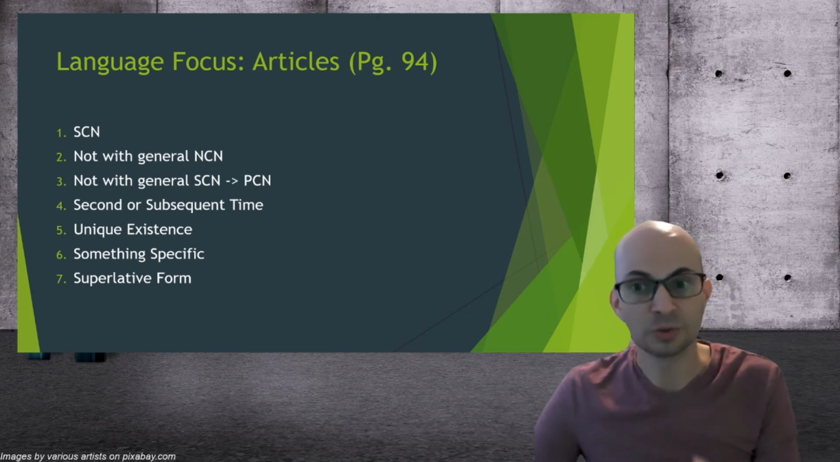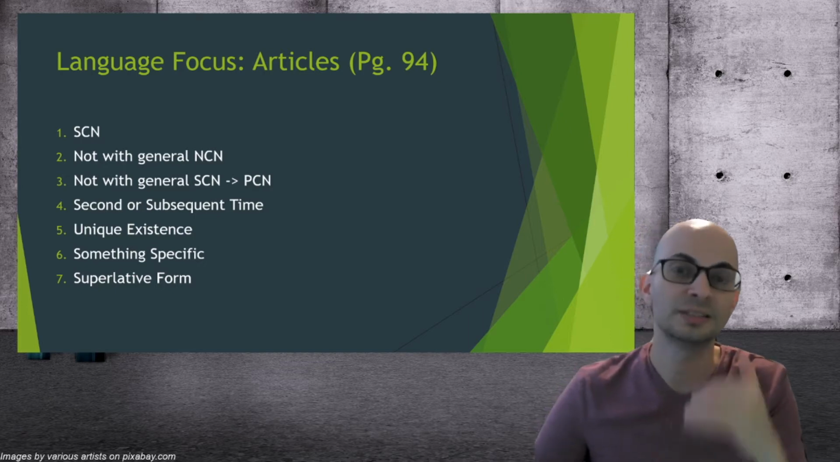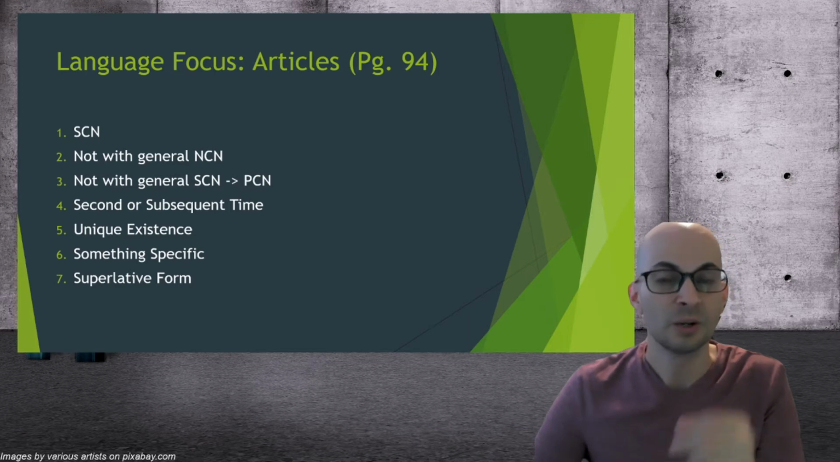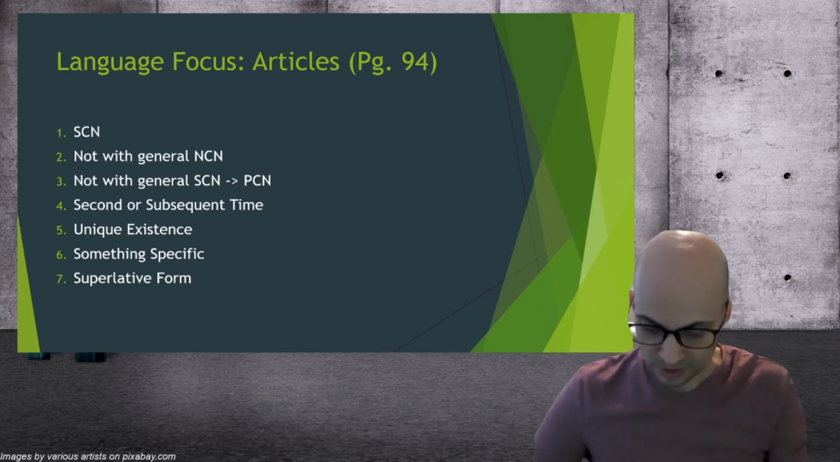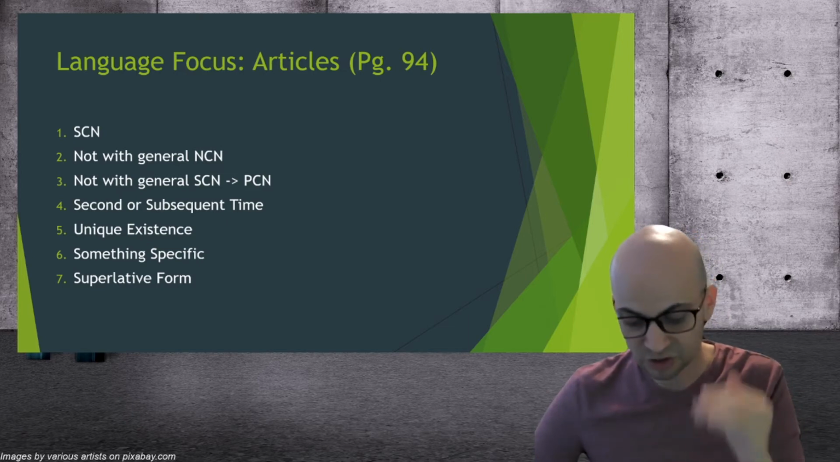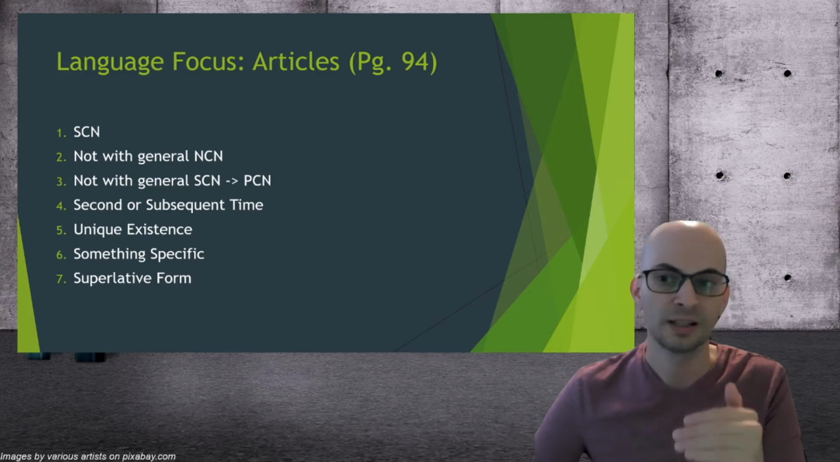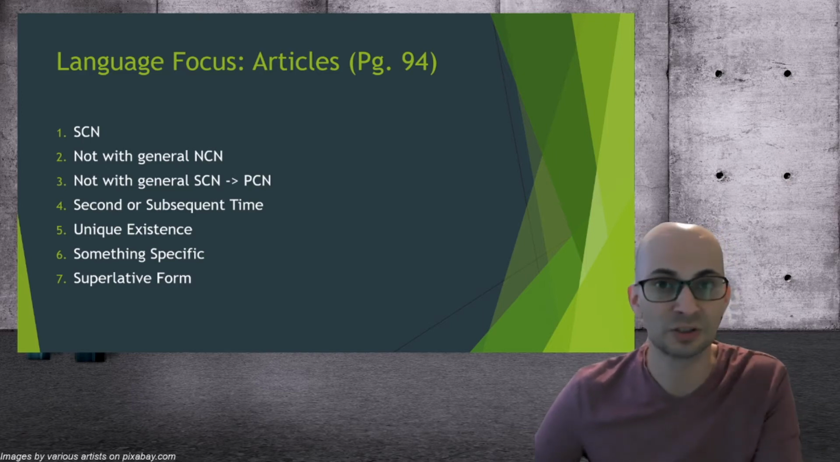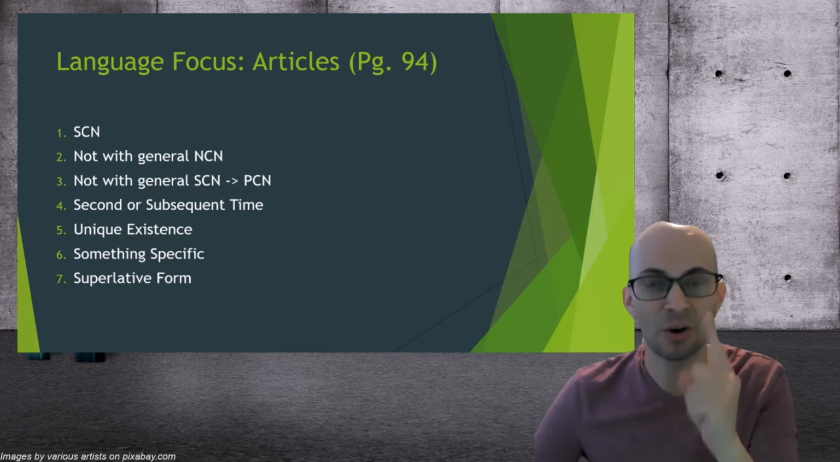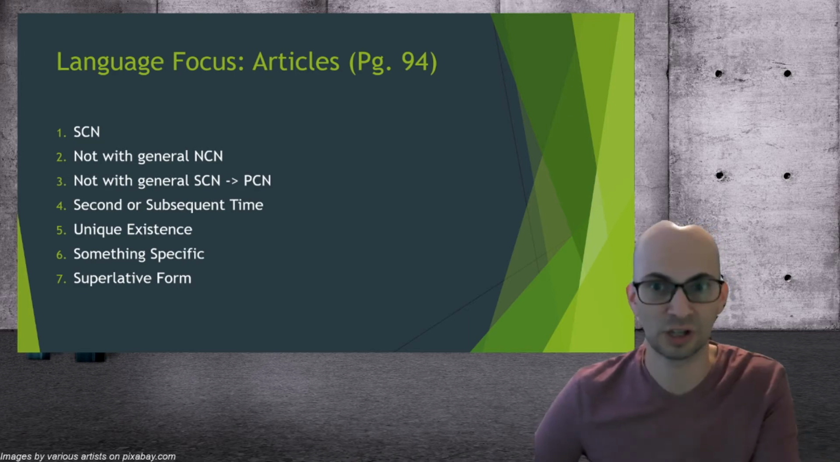We also don't use articles when we're talking about generals with singular countable nouns. We usually change it to plural countable nouns. So for example here, the correct sentence: televisions are found in many American homes. When I'm talking about televisions in general, I don't say a or the. I just make it a general plural word and talk about it in general.